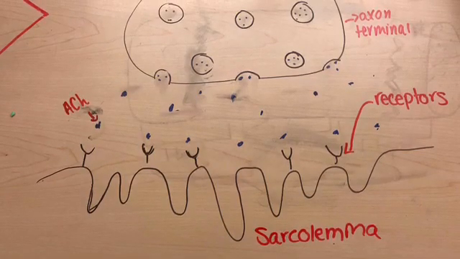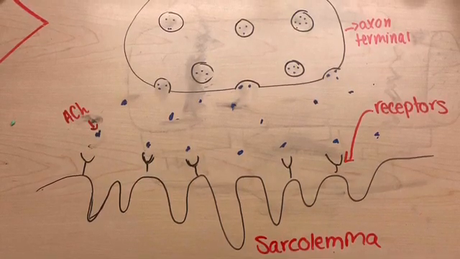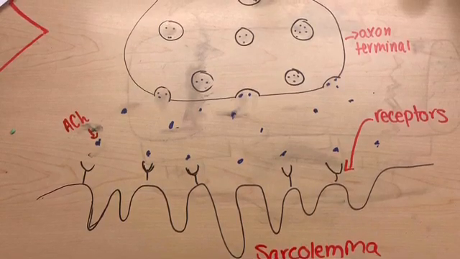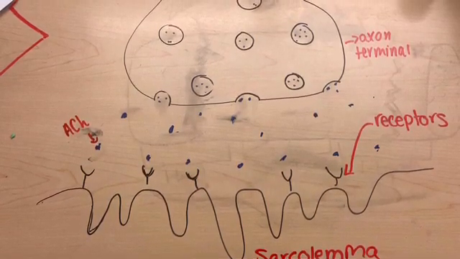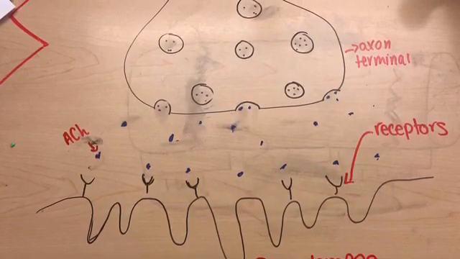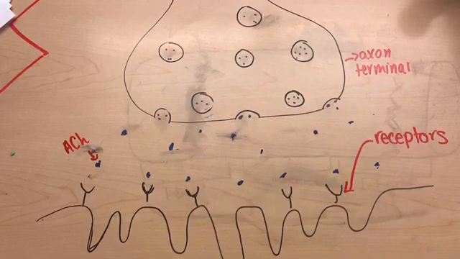This is phase 1, or the excitation phase. In step 1 of phase 1, an action potential arrives at a neuromuscular junction. Acetylcholine, which is a neurotransmitter, gets released from the synapses at the axon terminal and binds to the receptors that are attached to the sarcolemma.